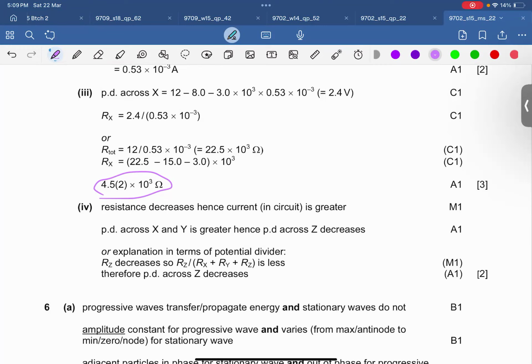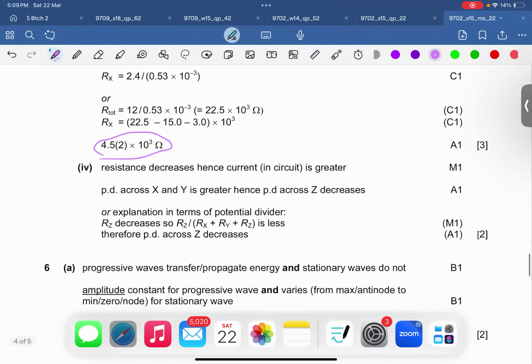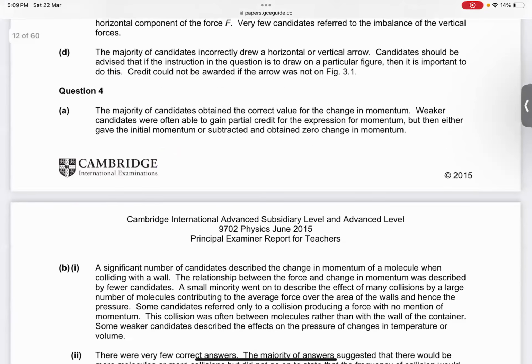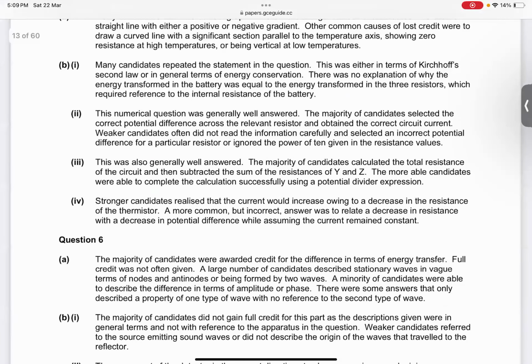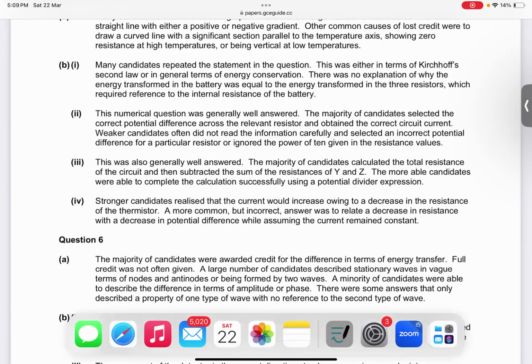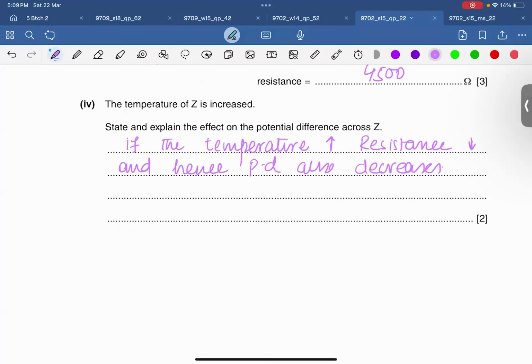But they have written a very long answer. Resistance decreases, hence the current in the circuit is greater. PD across X is greater. Let me see if the examiner wants all of this. There were very few correct answers. The majority of the answers said that it will be more. The stronger candidates realized that the current would be increased owing to the decrease in the resistance of the thermistor. A more common but incorrect answer was to relate the decrease in the resistance with a decrease in the potential difference while assuming the current remained constant. So this is an incorrect approach that we wrote.